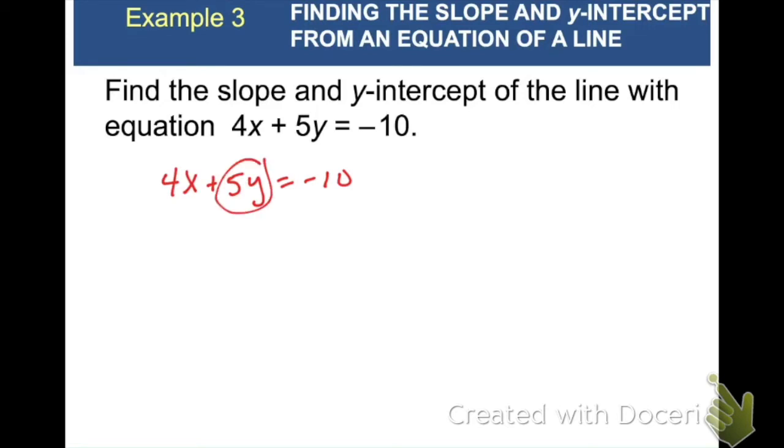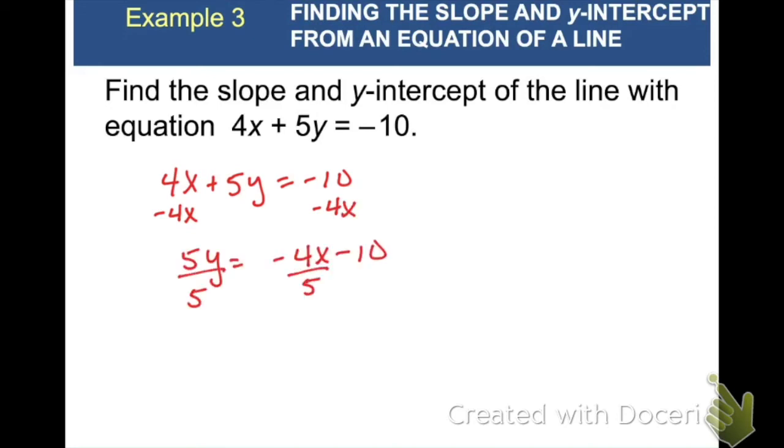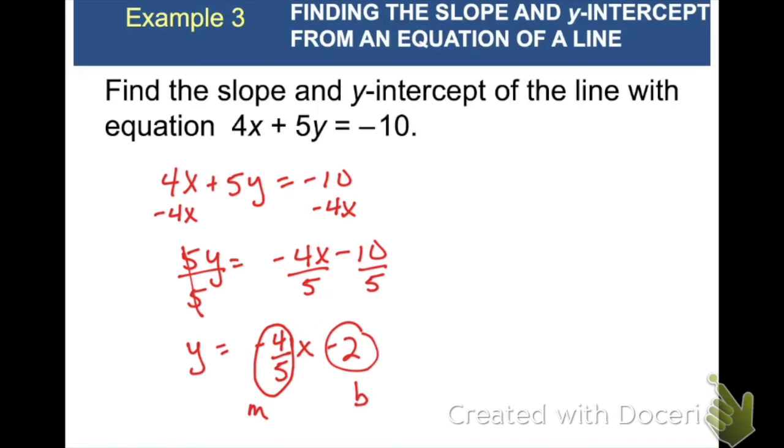So if I want y by itself, I'm going to move that 4x to the other side. So I'm going to subtract 4x from both sides. And now I'm going to divide everything by 5. Everything gets divided by 5. Now it's in slope-intercept form, y equals mx plus b, so I can tell that the m is my slope, the number in front of x, so negative 4/5 is my slope, and negative 2 is my y-intercept.